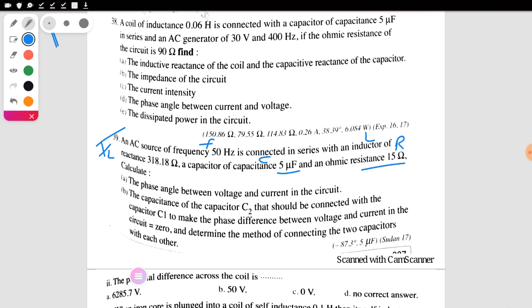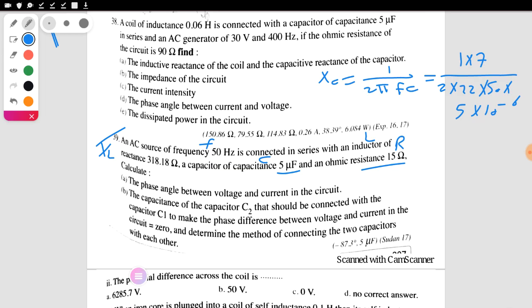Calculate the phase angle between the current and the voltage. To calculate the phase angle, we need to determine at first the value of XC. XC equals 1 over 2 pi F C, equal 1 over 2 times 22 over 7 times the frequency 50, times 5 times 10 power negative 6. Calculate first the capacitive reactance, then find the phase angle: tan theta equals XL minus XC divided by R.